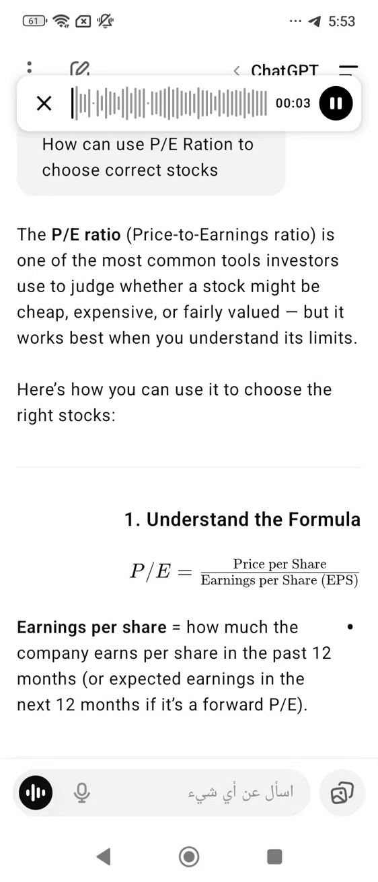PE ratio is one of the most common tools investors use to judge whether a stock might be cheap, expensive, or fairly valued. But it works best when you understand its limits. Here's how you can use it to choose the right stocks.